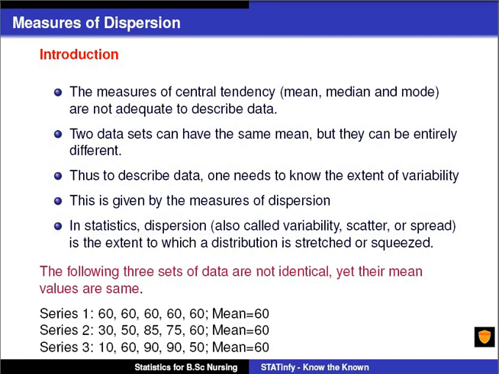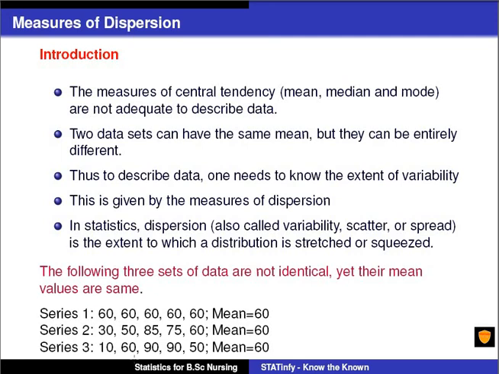Now you can see this example. There are three series, and all the series have five observations. If you calculate the mean of all three series, you get the same mean. But you cannot say that the three series are the same.